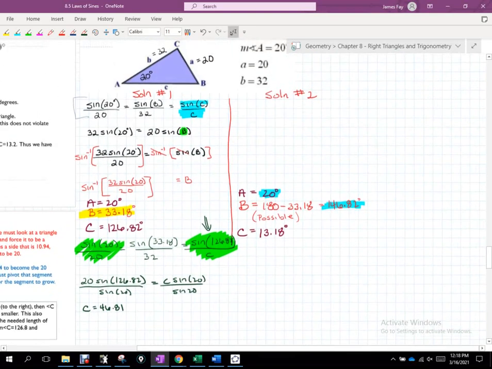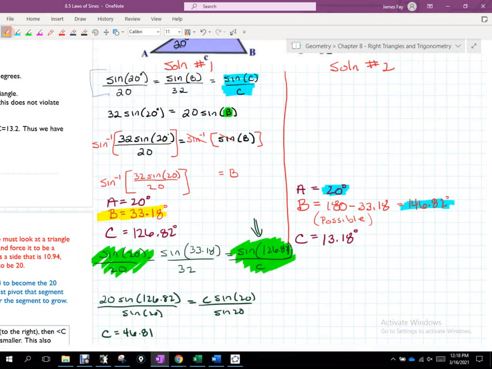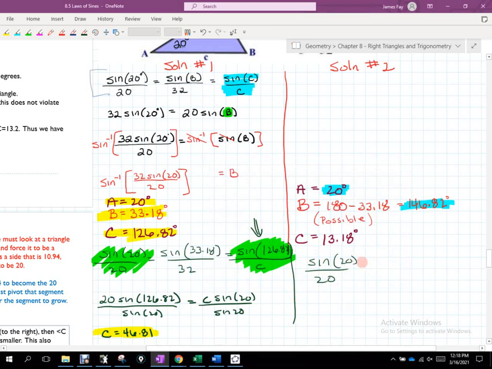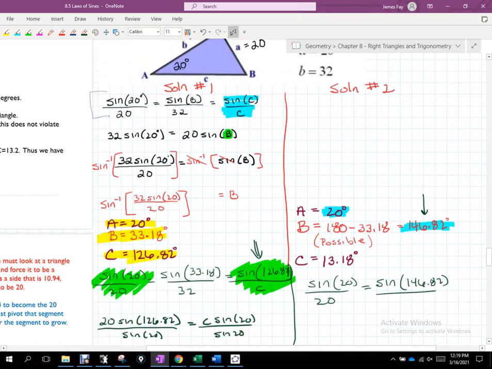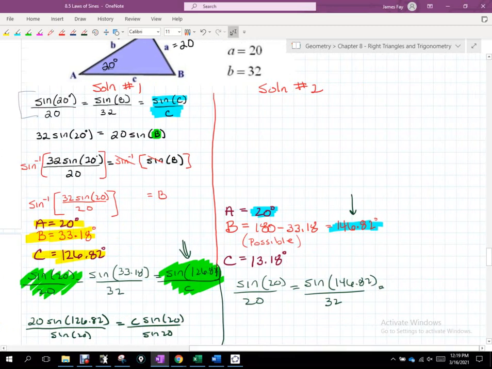Okay. So we could have one triangle with those six parts to start us off, and those highlighted parts. Now the second triangle, do the same thing. Now we would know sine of 20 over 20 still. But in the second triangle, angle B is that. So now it would be sine of 146.82 over B, which we knew B was 32, is equal then to sine of 13.18 over C. Again, to minimize rounding error, probably want to use those two together.